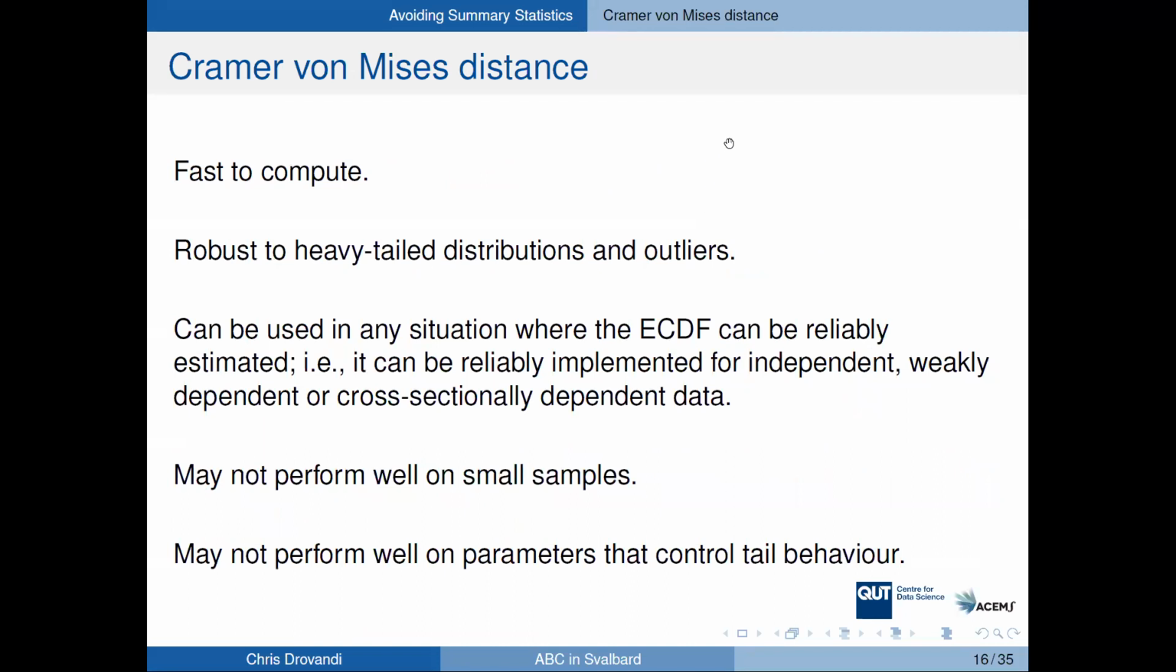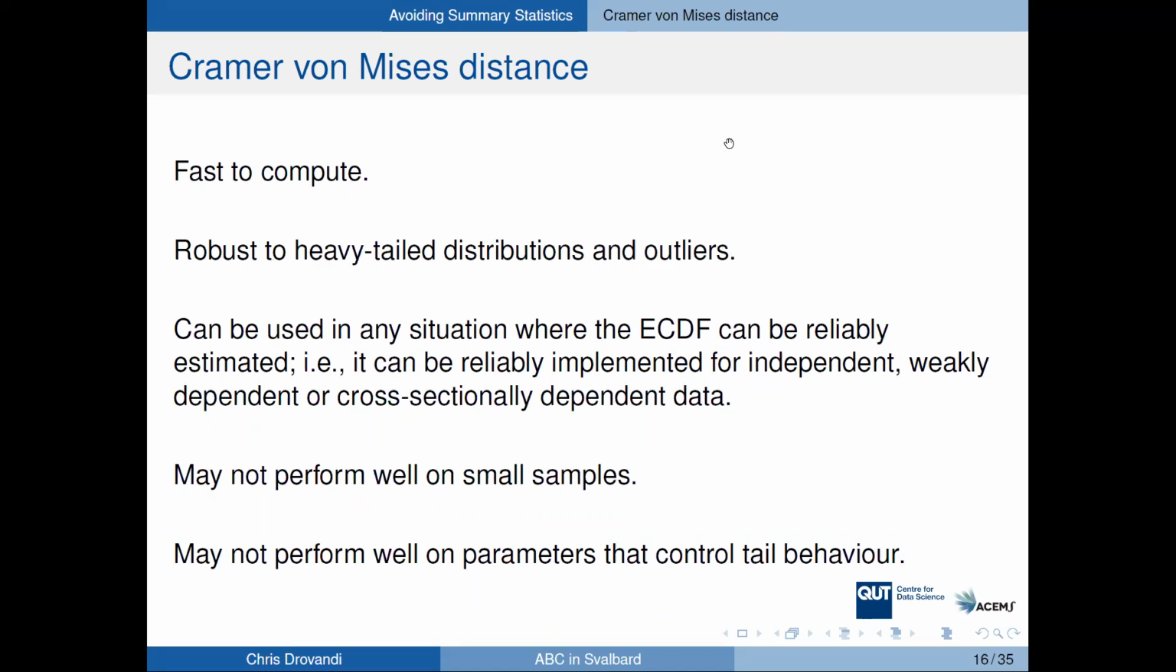The good thing about the Cramer von Mises approach is that it's very fast to compute, because all you have to do is work out those ranks. And we've found that it's quite robust to heavy tail distributions and outliers. This is because the Cramer von Mises distance is comparing empirical CDFs. If you're looking in the tail of the distribution, then the empirical CDF is going to be close to 1. So the distance is not going to be as heavily influenced by outliers with the CVM compared to something like the Wasserstein distance, which might be dominated by those outliers.